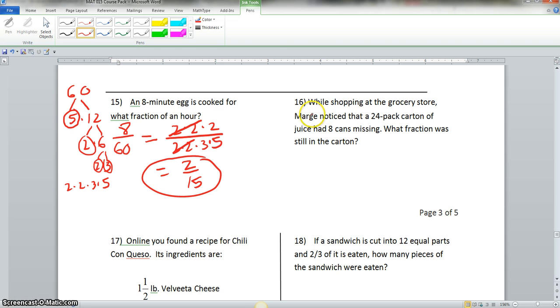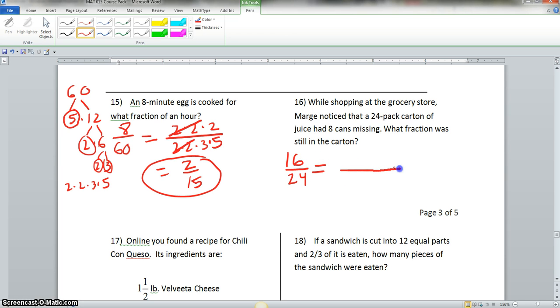Now we go to number 16. While shopping at the grocery store, Mars noticed that a 24-pack carton of juice had 8 cans missing. What fraction was still in the carton? So first of all, we know it's a total of 24 cans that was originally in the carton. So 8 is missing. So we have to take 24 minus 8, which will give us 16.